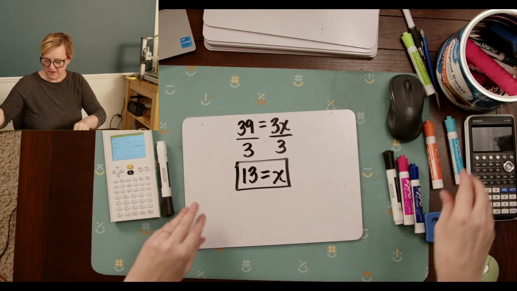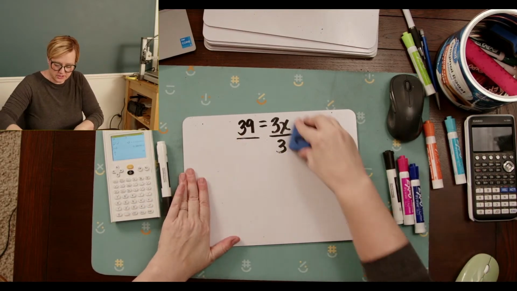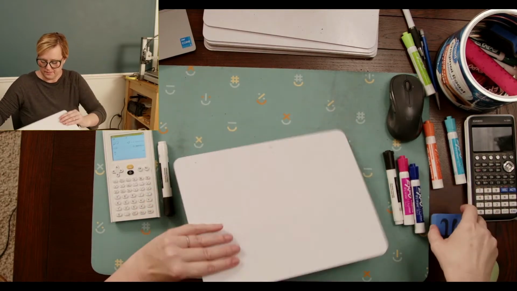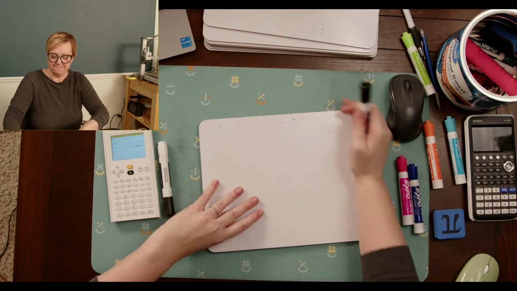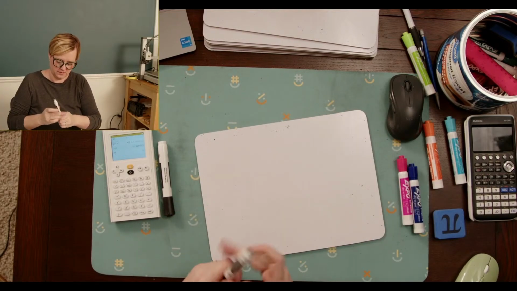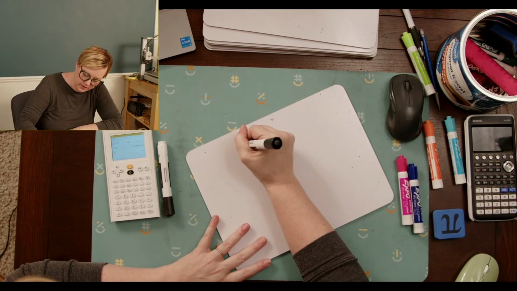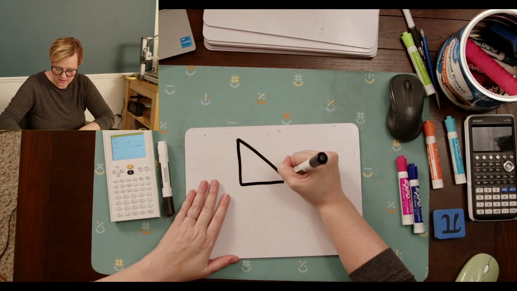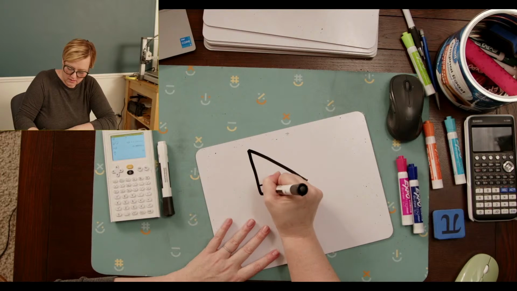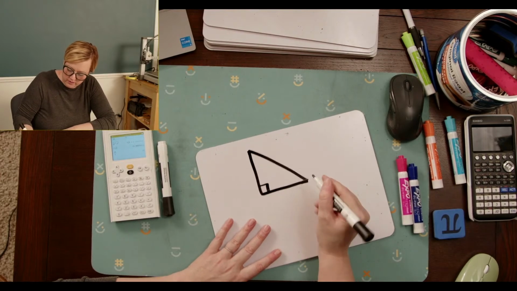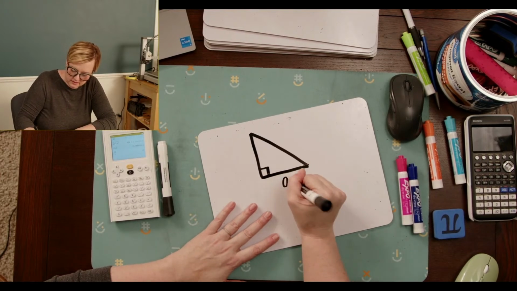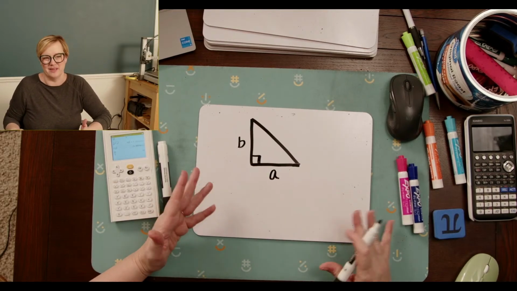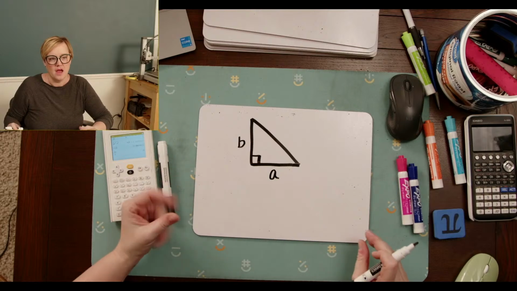Pythagorean theorem and similar figures. All right, so like I said, with the Pythagorean theorem, we've got two legs. We usually call them A and B, or B and A. It doesn't actually really matter, either one.